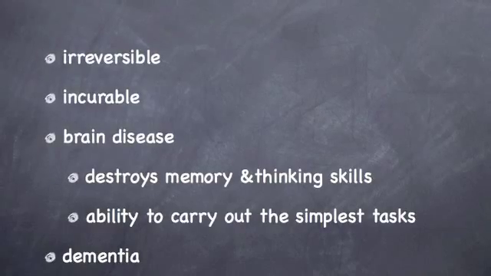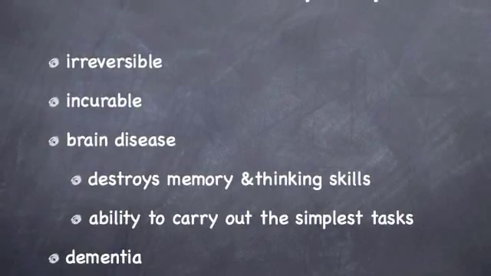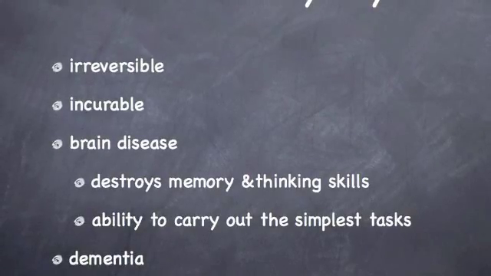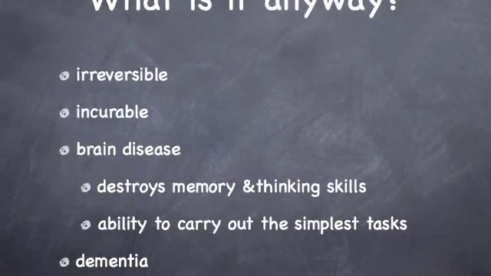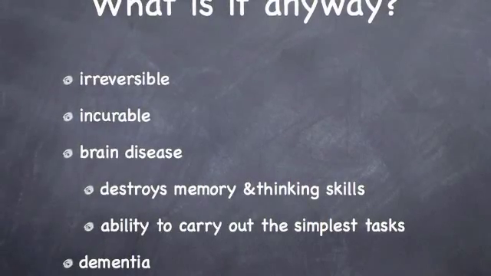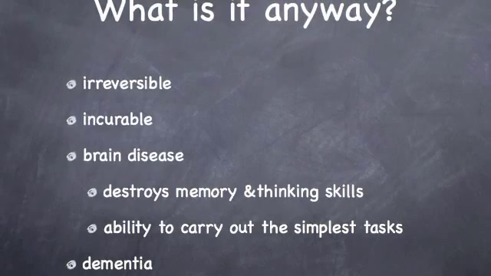Now let's talk about what it is. Alzheimer's is an irreversible, incurable brain disease that over time destroys one's memory and thinking skills and eventually the ability to carry out the simplest tasks in daily life. AD is also the most common cause of dementia.